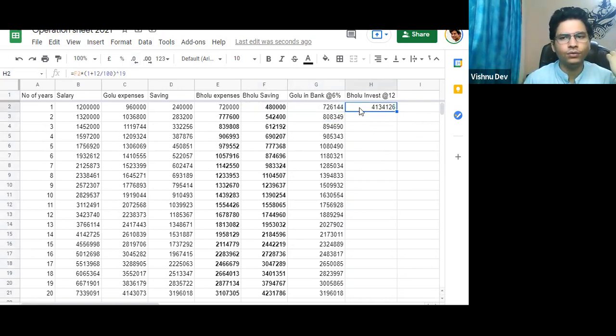What I did with Golu, the only thing that I changed is the rate of interest, है ना? Instead, Bholu is investing in other assets, not a bank but stocks or something else, so that he is getting the rate of 12%. So his saving of 4,80,000 is becoming 41 lakh 34,000 after 20 years. Okay, right?